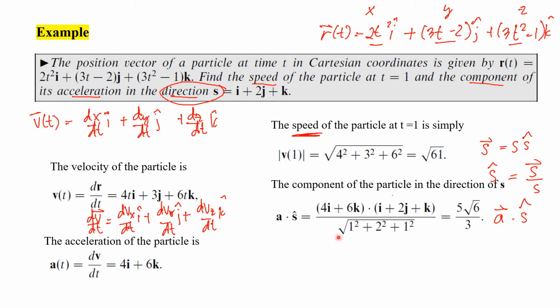So you have, from your Pythagorean theorem again, the square root of 1 squared plus 2 squared plus 1 squared. And we get an answer equal to 5 times the square root of 6 divided by 3. So this is the component of the particle in the direction of s. Again, we did the dot product because we are asked for the component of the particle in the direction of s. That is, we are going to project your acceleration vector in the direction of your s vector.